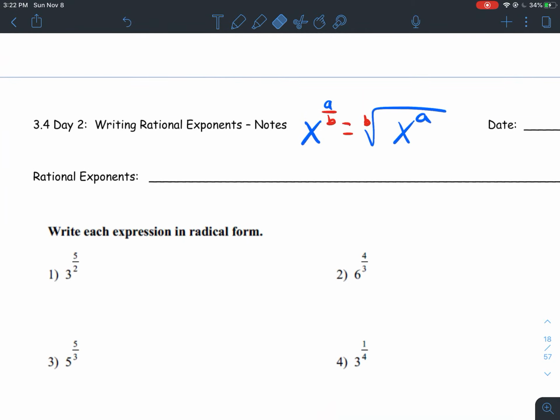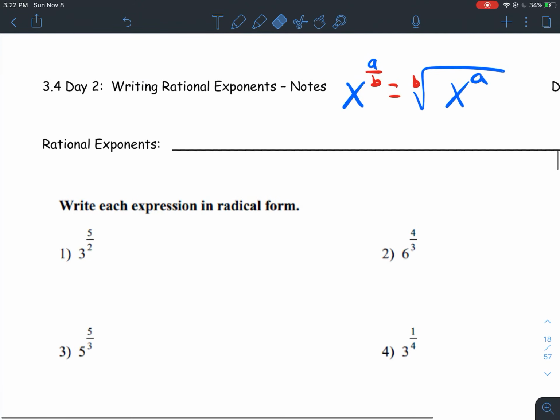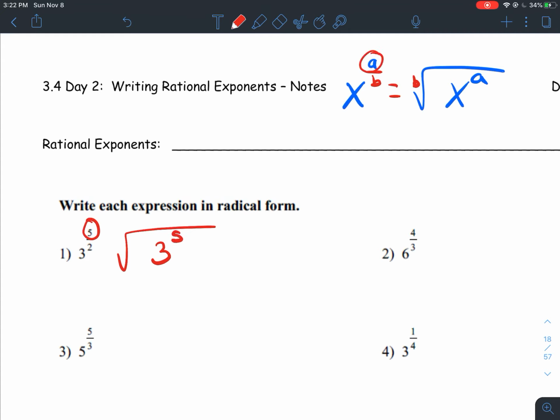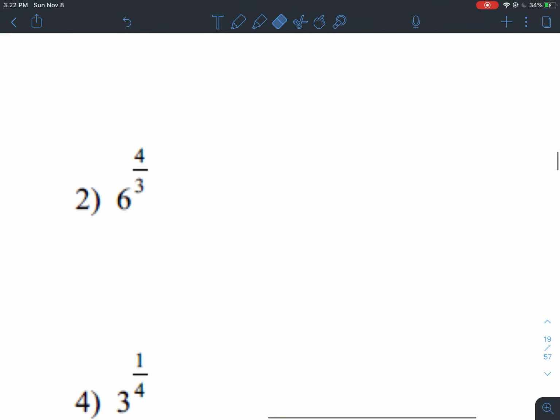For example, we have 3 to the 5 over 2, and all we're doing is writing this in radical form. I know I'm going to need a radical. My 3 is going to go in there, and then my number on top, which is my a here, becomes my new power. The number on the bottom goes in my radical. Now, it would be a 2 there, but if you recall, we don't write a 2 in there. That's just a regular root. So it would be root 3 to the power of 5. Let's try the next one.